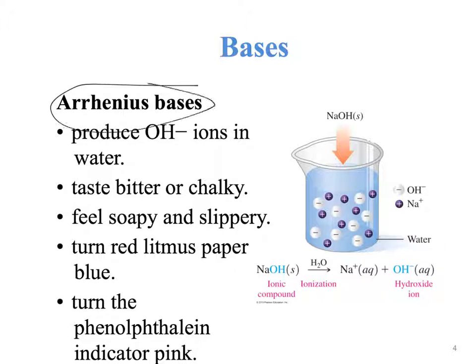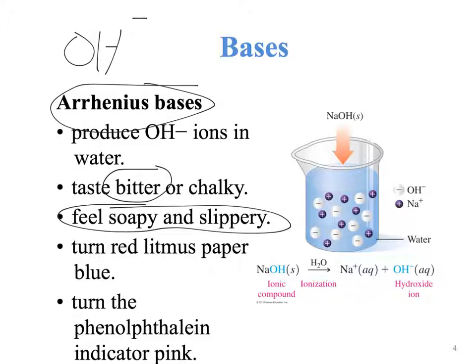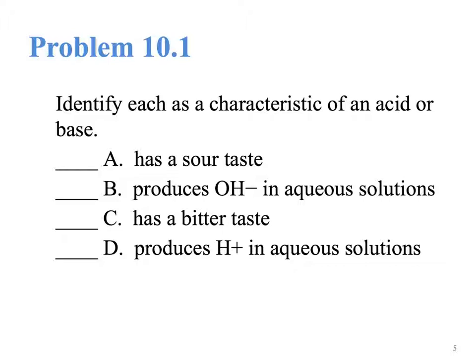Bases, according to Arrhenius, are those that produce OH minus ions in solution. They have a bitter taste. They feel soapy and slippery, and they turn the red litmus paper blue.